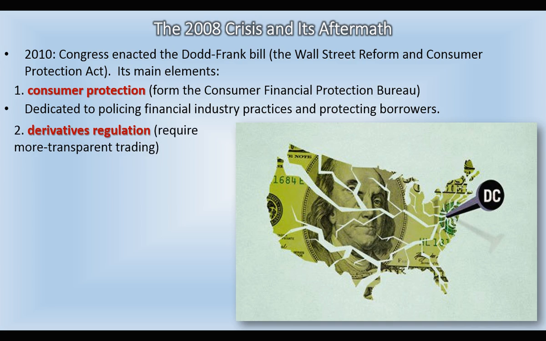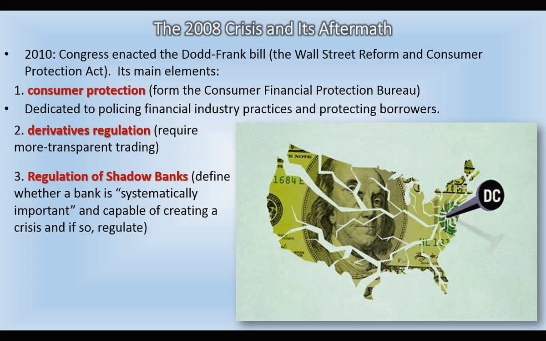There's also derivatives regulation, which requires more transparent trading. So like with those CDOs that were securitized, packaged subprime mortgages, where the people that were buying and selling them really had no idea about how risky the assets were. The derivatives regulation is meant to create transparency with respect to that process, so that it becomes clear what you're actually buying, what these securitized assets are actually backed by, and the amount of risk that they might carry.